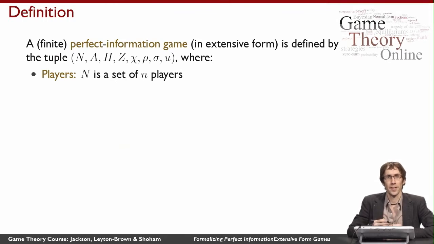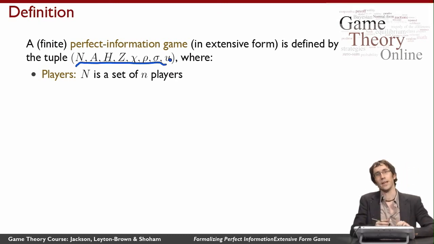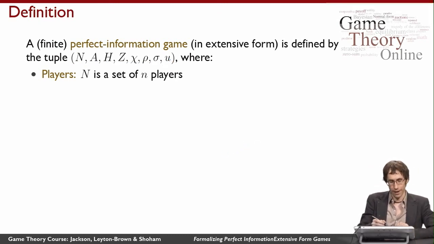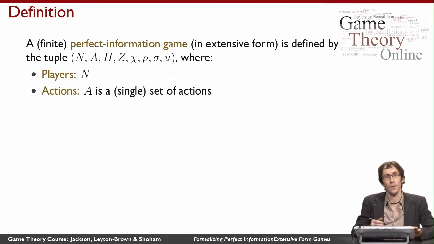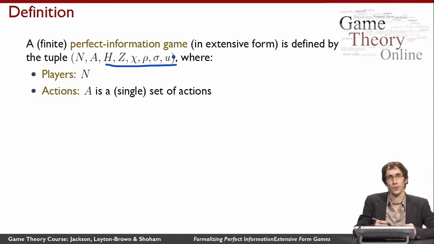So a perfect information game in extensive form is defined in a way that's much more complicated than normal form games were. We need a lot more pieces to make it work. So we need all of these different pieces here. And intuitively, what's going on here is that we have a set of players, as we did before. We have a set of actions, which now is just a single set for all of the players, rather than having a different action set for everybody. And then all the rest of this stuff is going to be used to define the utility function.